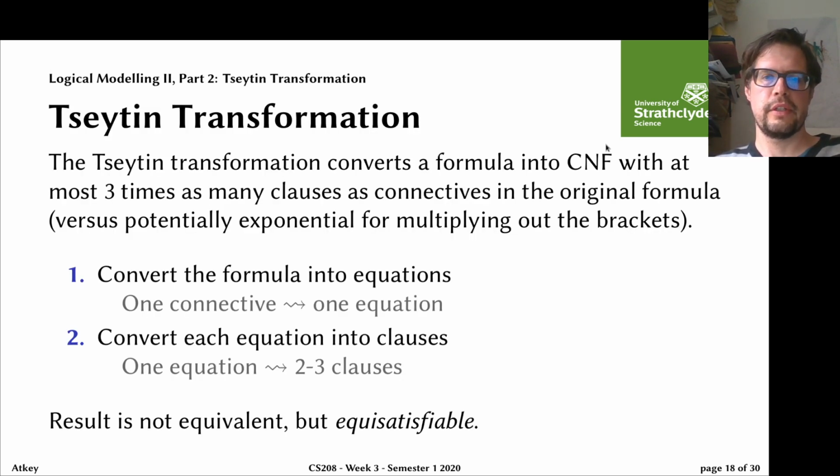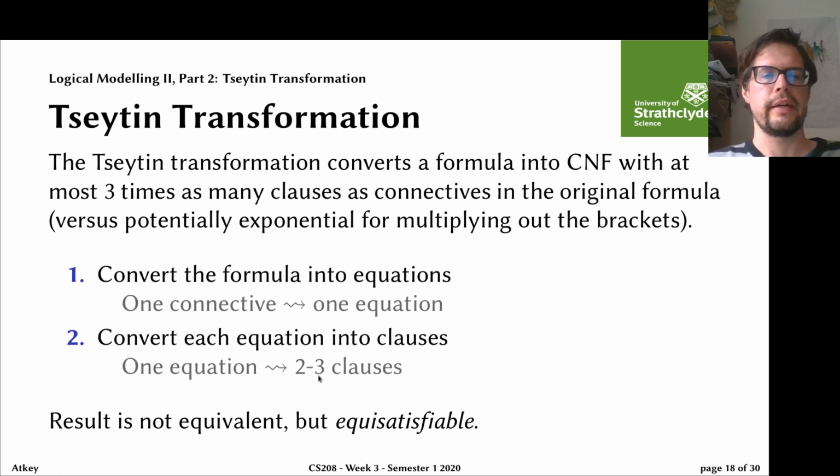This transformation converts a formula into CNF with at most 3 times as many clauses as there were connectives in the original formula. And this is in opposition to the multiplying out the brackets, which can give potentially exponentially many more clauses than there were connectives in the original formula. The basic idea behind the transformation is that we convert the formula into equations first, so one connective gets translated to one equation, and then we convert each equation into clauses, so one equation becomes 2 or 3 clauses.